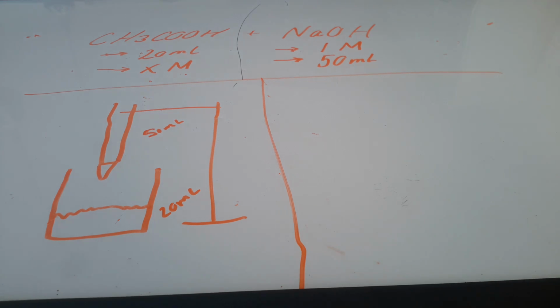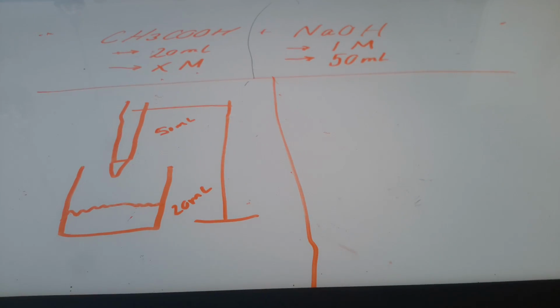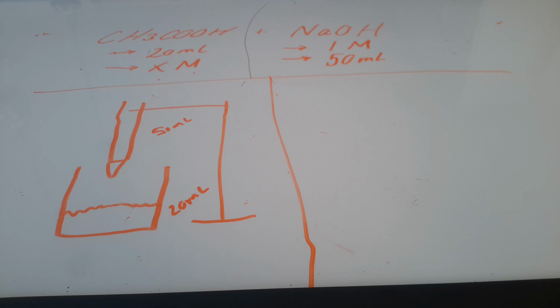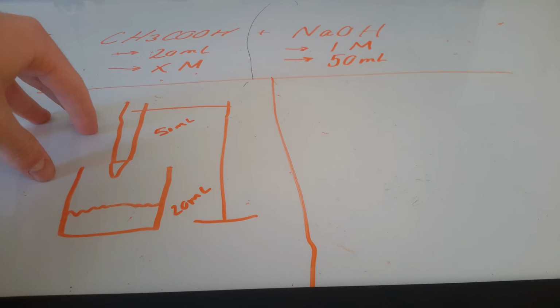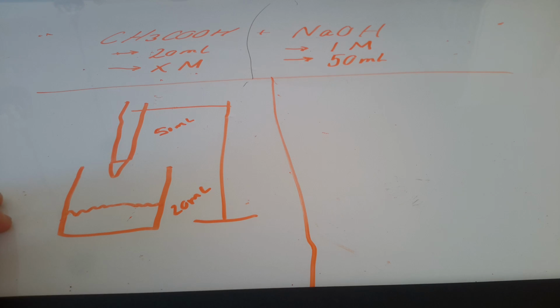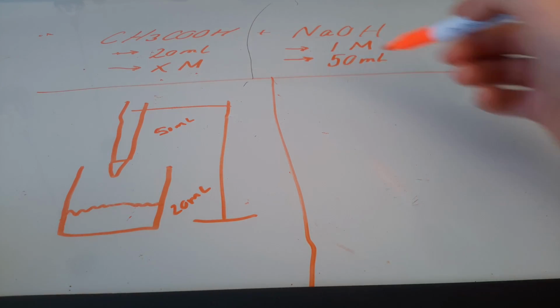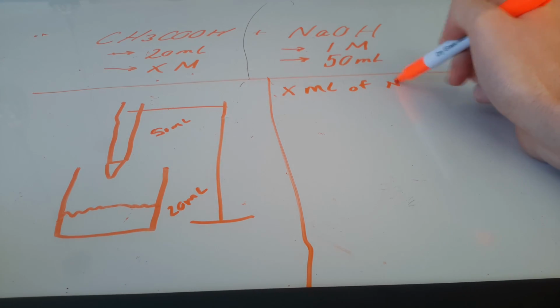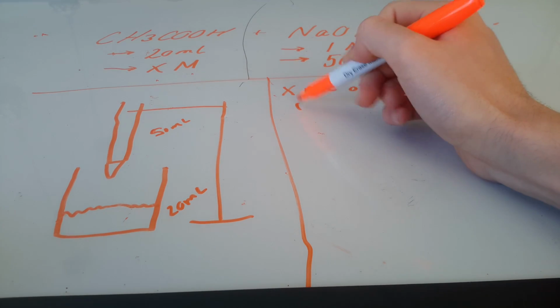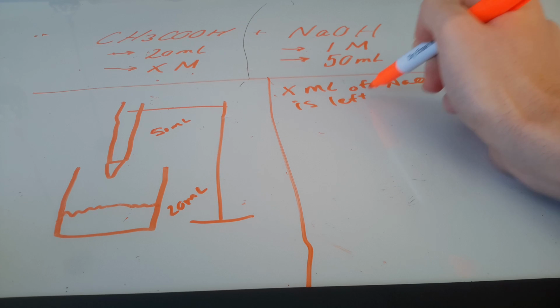Okay, so now what we want to do is determine what the volume of base left in the solution is. So we started with 50 milliliters, and then some of it was neutralized with the weak acid, but there's also going to be some of it left. So we're going to determine now how many milliliters of NaOH is left in the beaker.